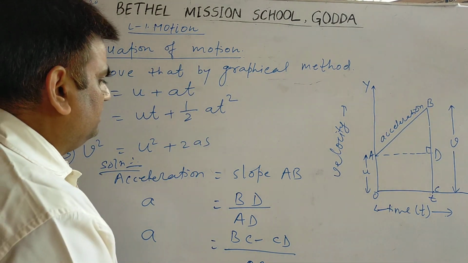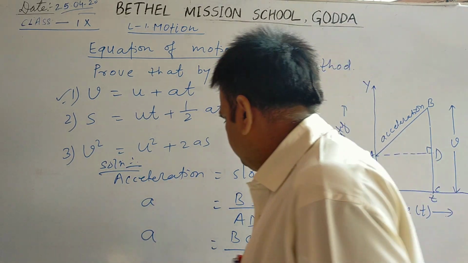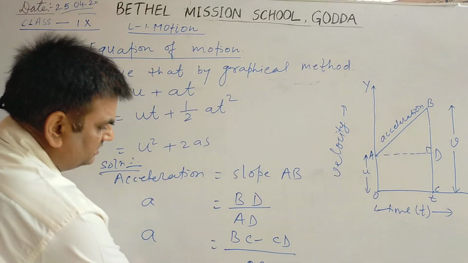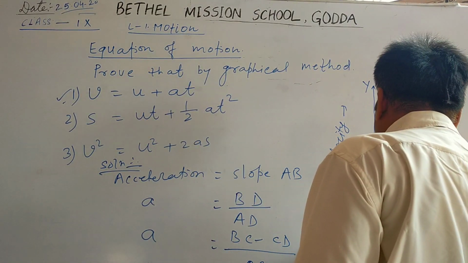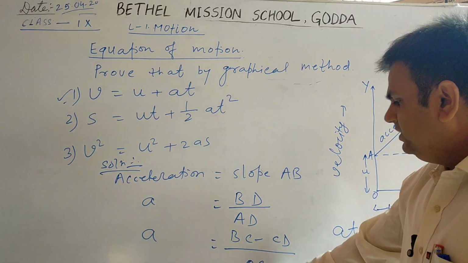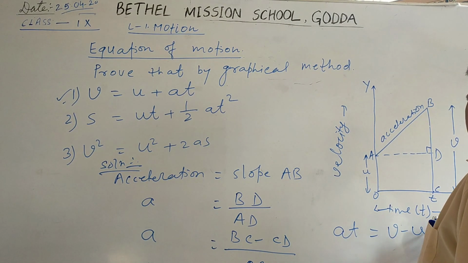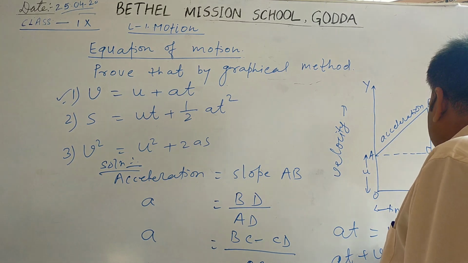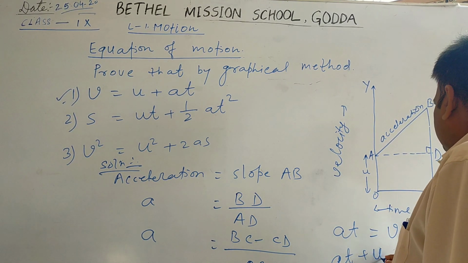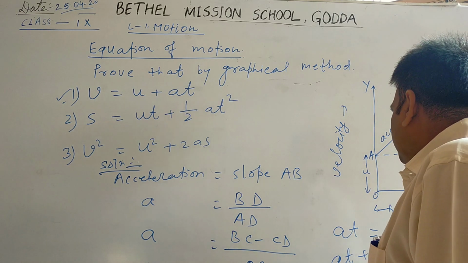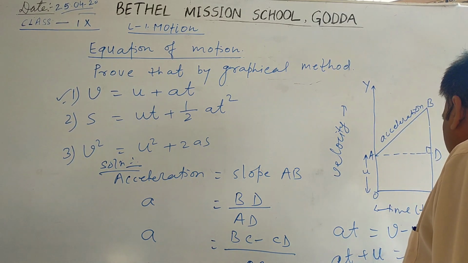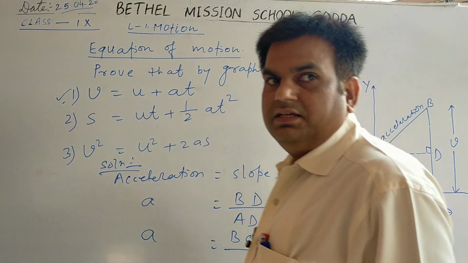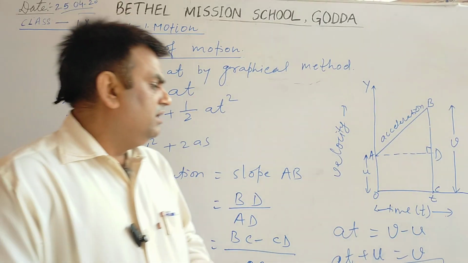By cross multiplication, this t will multiply with a, so this becomes at equal to v minus u. Now u will come to this side, so at plus u equal to v, or we can write v equal to u plus at. This is the first equation of motion.